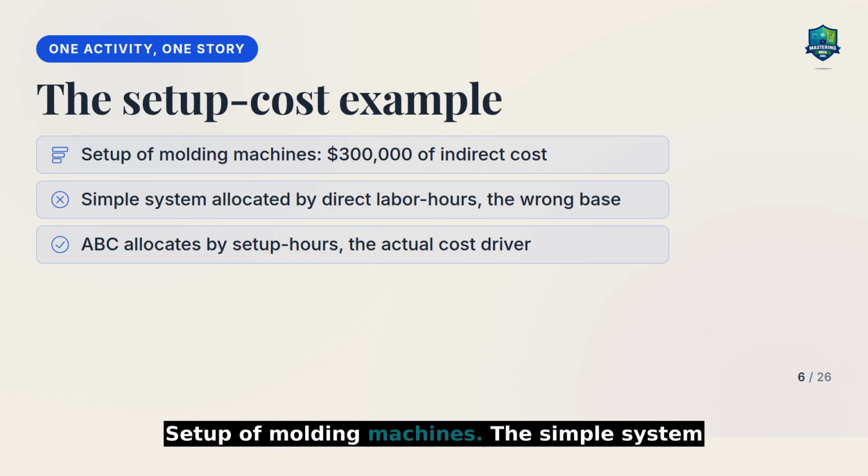Setup of molding machines. The simple system allocated $300,000 of setup costs using direct labor hours, the same base it used for everything else. ABC allocates setup costs using setup hours, which is the actual driver. Same total cost. Different products get different shares.